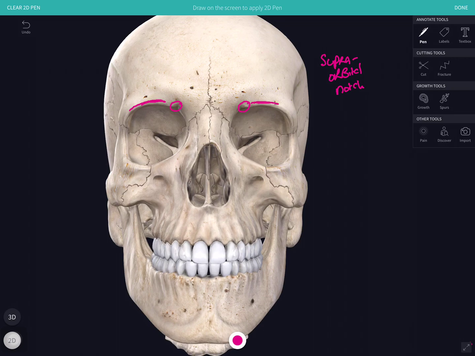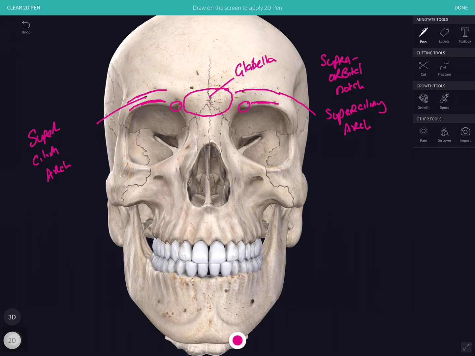And this ridge here is known as the superciliary arch. The superciliary arches meet in the middle at this bony prominence known as the glabella. Think about the superciliary arch almost at the point where your eyebrows are. You can feel that arch where your eyebrows are, and they meet anteriorly at the glabella.